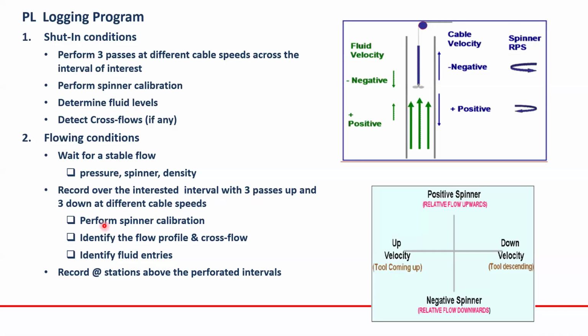Perform spinner calibration, identify the flow and the cross flow, identify fluid entries, record at station. And if you have perforation, we have to stop with the PLT and flow the well above every perforation and record the spinner. And this is at zero cable speed.